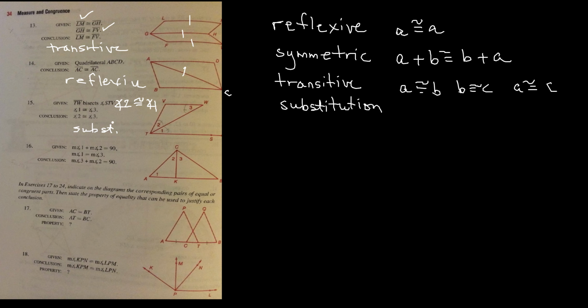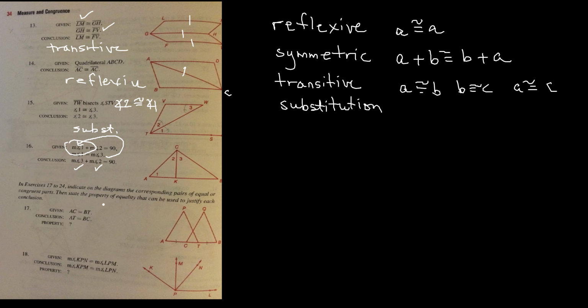It's just substitution. Okay, this one says angle 1 and angle 2 equal 90. Angle 1 equals angle 3. How can you say angle 3 plus angle 2 equals 90? Well, that's substitution too. Instead of this 1 right here, since 1 equals 3, you can substitute the 3 right in here, and so you would have measure of angle 3 plus the measure of angle 2 equals 90.